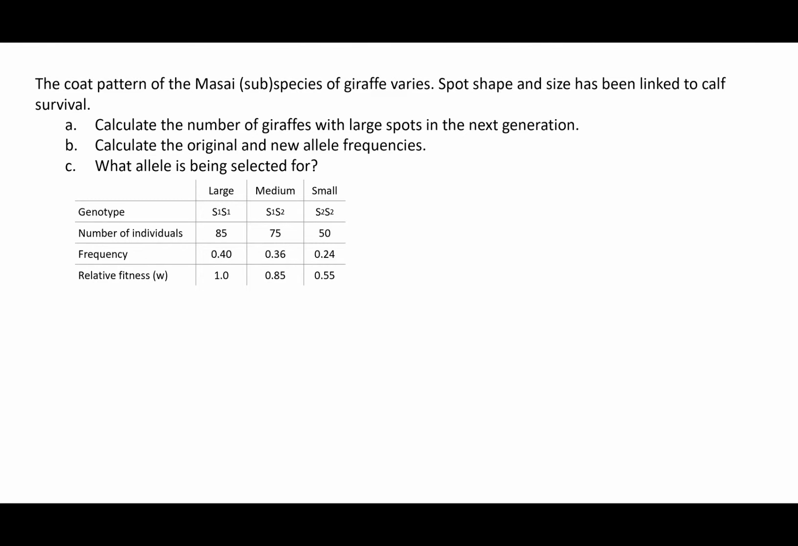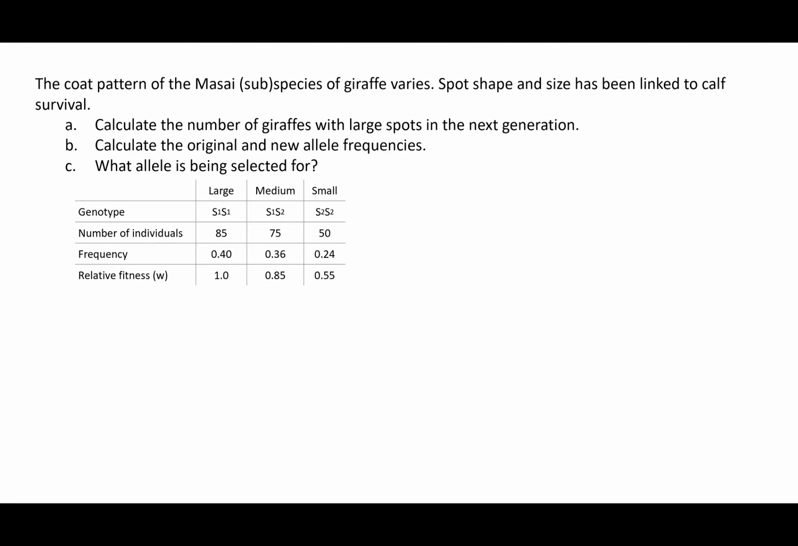So first thing, a note real quick, is that large, medium, and small, the genotypes for them are homozygous S1 for large, heterozygous for medium, and then homozygous S2 for small, so it's a codominant trait here. And then another quick note, frequency was calculated by calculating the total number of individuals, which turned out to be 210 here, and then dividing each of those individual numbers of individuals by 210.